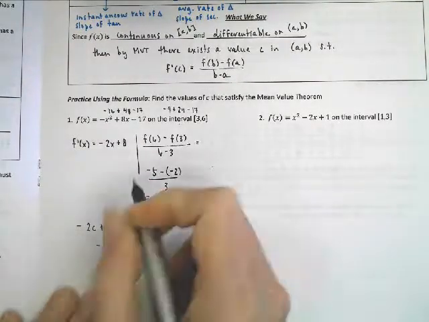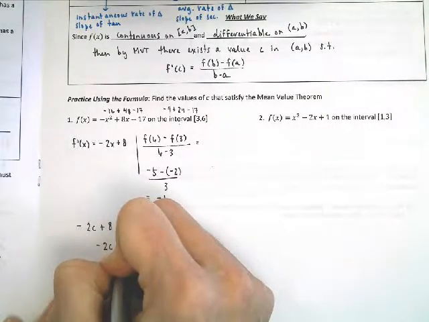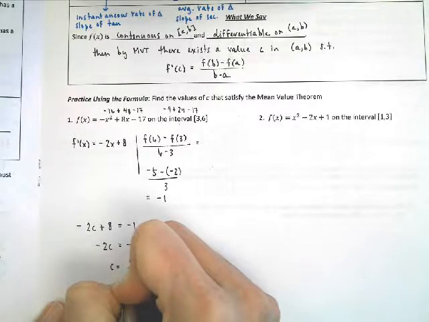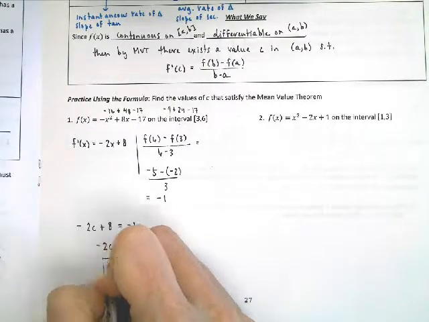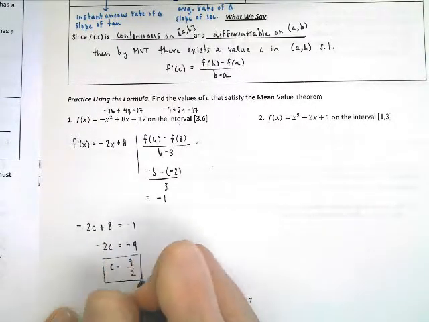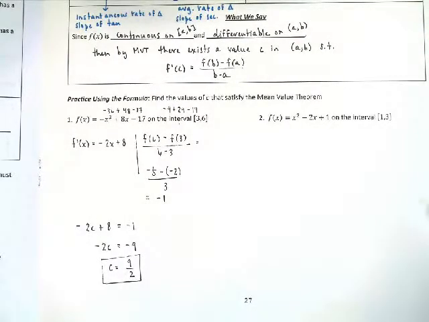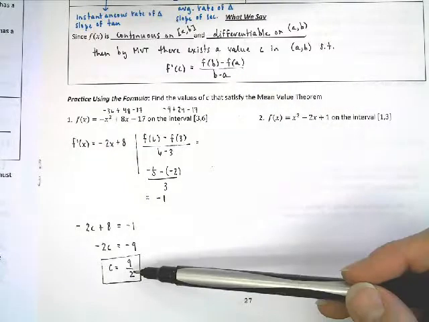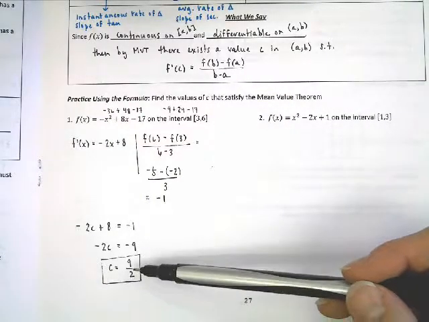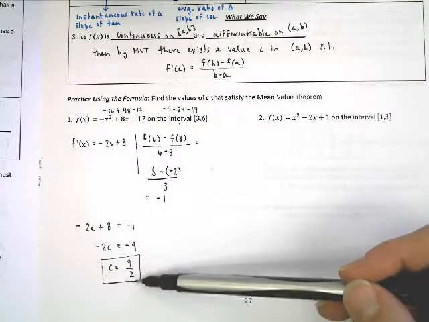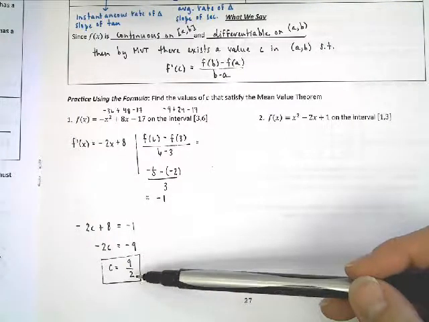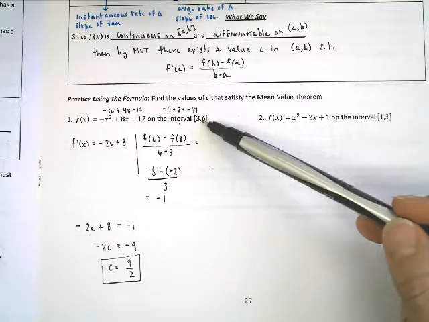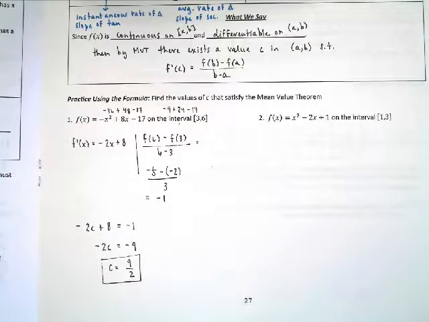So I've got negative 2c. I'm going to subtract 8 from both sides, which is equal to negative 9. So I get c is equal to 9 over 2. Okay, so I've used the outcomes of the mean value theorem to actually find the c value, right? That tells me at 9/2, the slope there is going to be equal to the slope over the interval from 3 to 6.